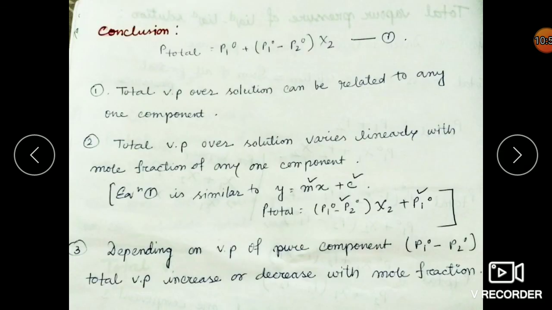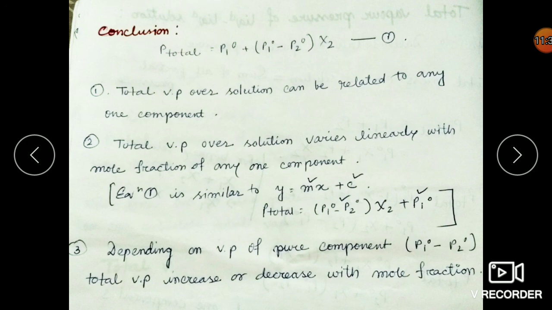So three conclusions come from this Dalton's law. What we just derived is that P total is equal to P1 naught plus P1 naught minus P2 naught into x2. Let it be equation 1. Now from this equation, the first conclusion is that total vapor pressure over solution can be related to any one component. Here you are getting x2, same way you can give it as x1. So total vapor pressure depends only on mole fraction of one component. It's not necessary that it only depends on this, but you can express it like that.